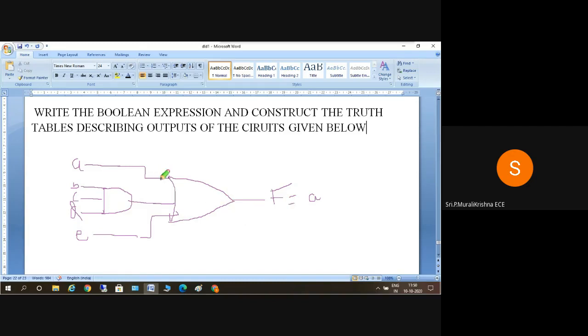This is an OR gate here. It is addition of A plus BCD. This is an AND gate here. So A plus BCD plus another sum, E. So A plus BCD plus E. This is how we have to find the expression for this. We have to know the logic equation, the equation for each and every logic gate. So this is A plus BCD plus E.